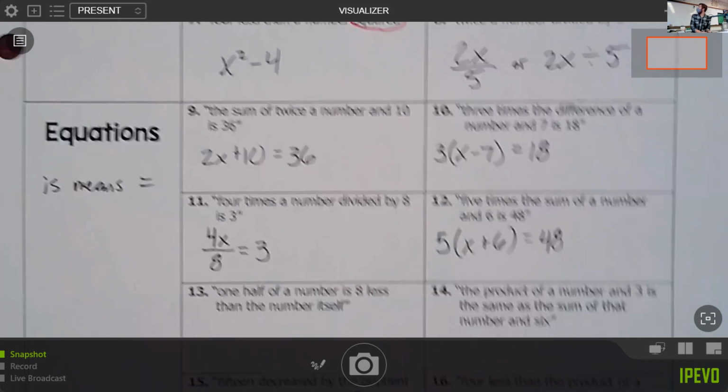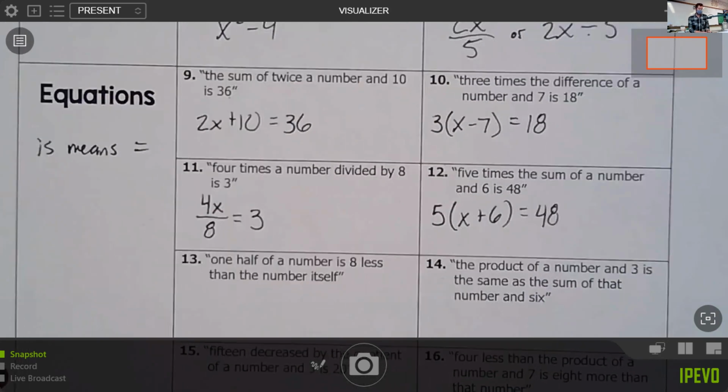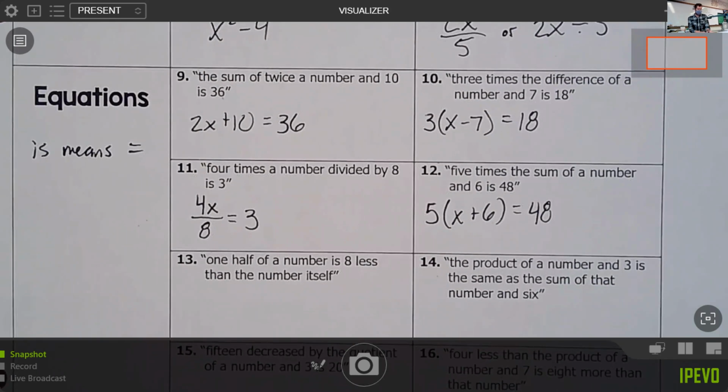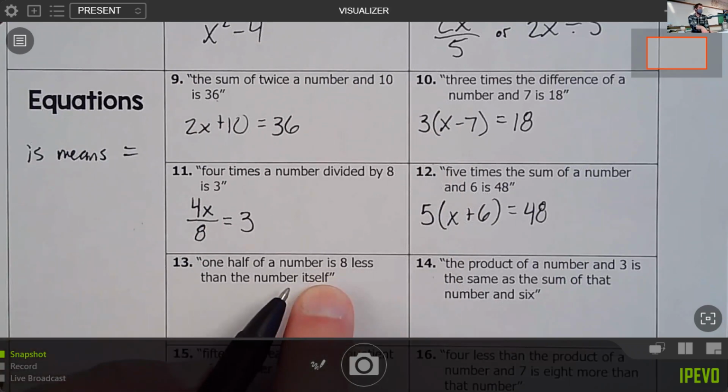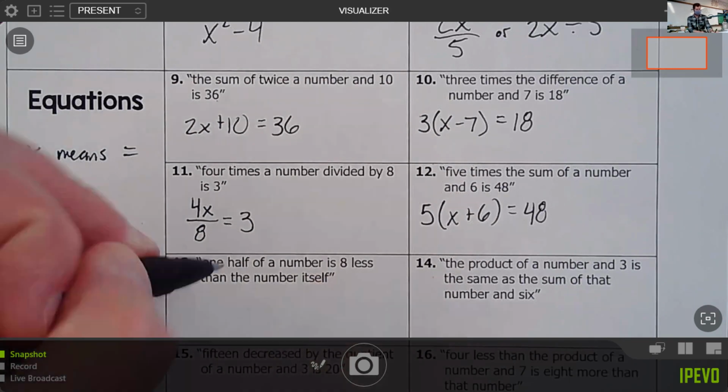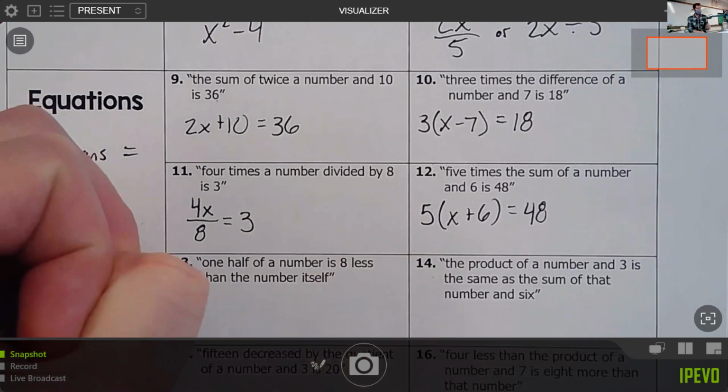13 also has one of those tricky ones in there because, let's see, you've got 1/2 of a number is 8 less than the number itself. This one is going to be a little bit challenging. So have something written down, double check what we got. The word is happens a lot sooner in this one than the other one. So 1/2 of a number would be like a number divided by 2, right? Because half of is division by 2. So that would be x divided by 2. There's half of a number.